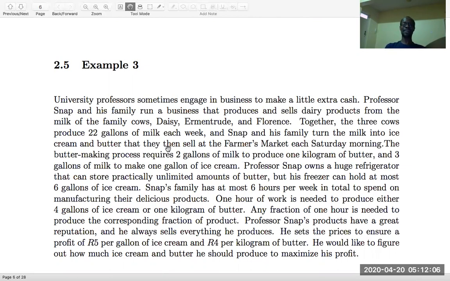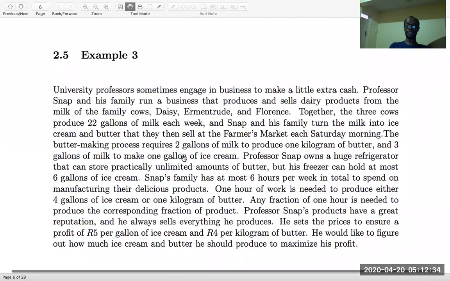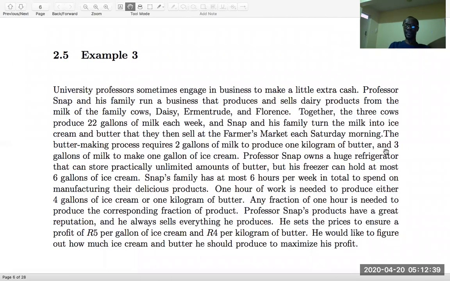So how does he do it? Professor Snap and his family run a business that produces and sells dairy products from the milk of the family cows. The cows are Daisy, Gertrude, and Florence. Together, the 3 cows produce 22 gallons of milk each week, and Snap and his family turn the milk into ice cream and butter that they then sell at the farmer's market each Saturday morning. The butter making process requires 2 gallons of milk to produce 1 kilogram of butter, and 3 gallons of milk to make 1 gallon of ice cream.